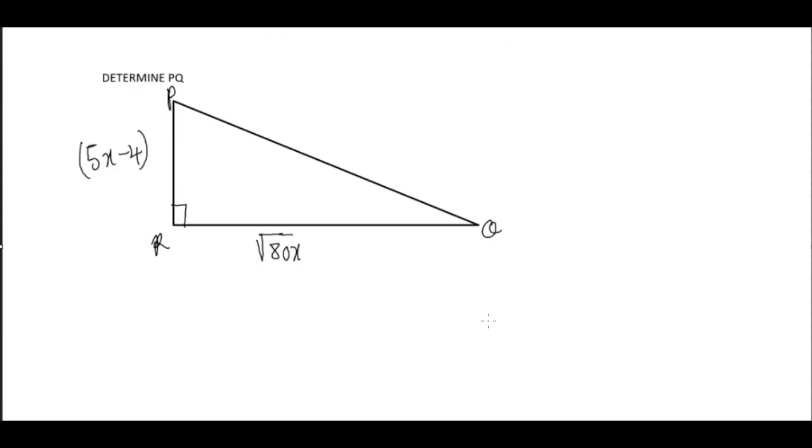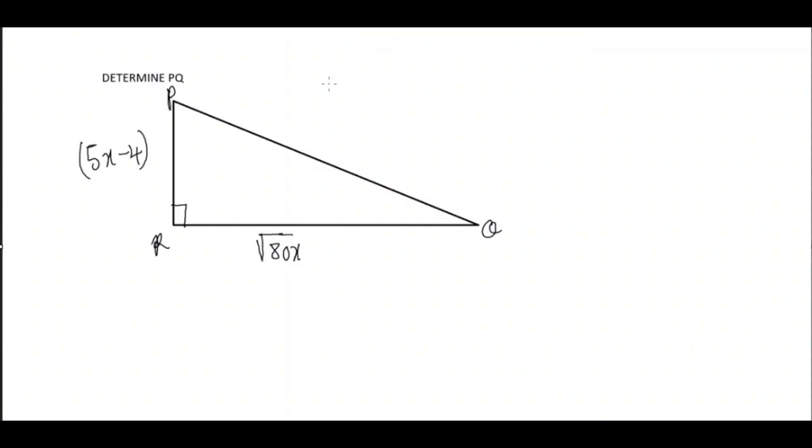In this lesson, we're going to learn how to deal with the Theorem of Pythagoras. So here's the triangle PQR. Find PQ if PR and RQ are given. So now, what you can do here is use the Theorem of Pythagoras.